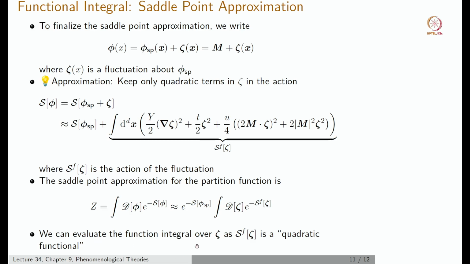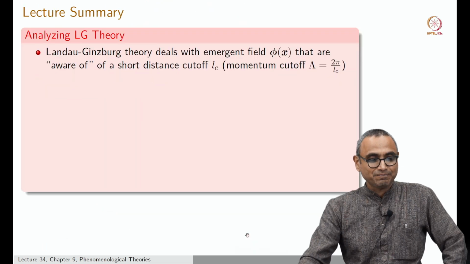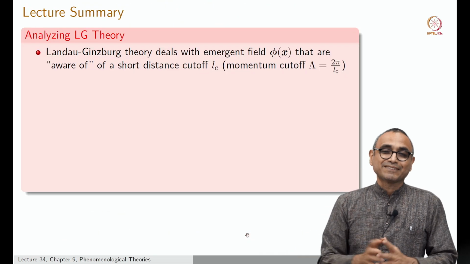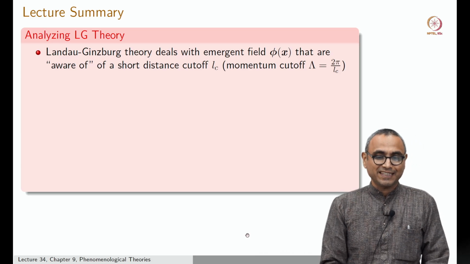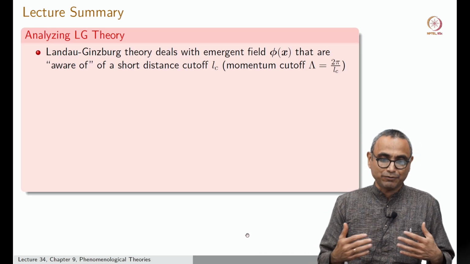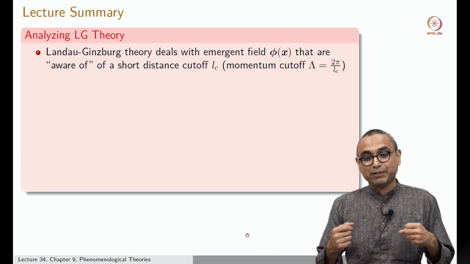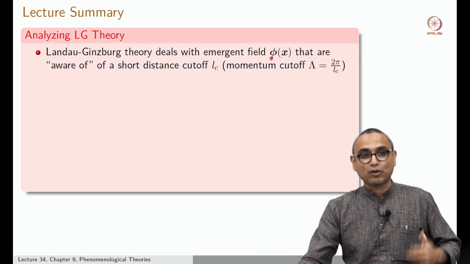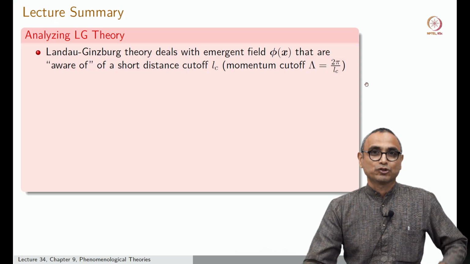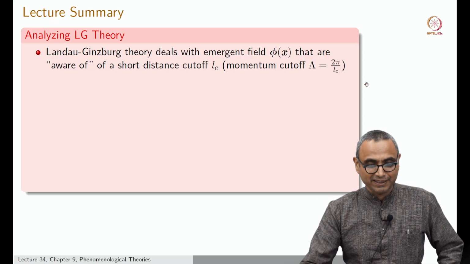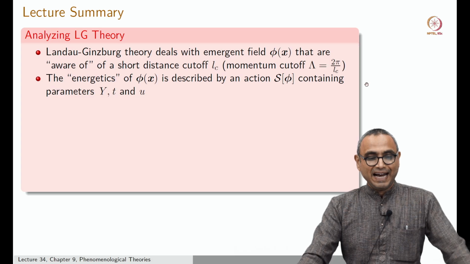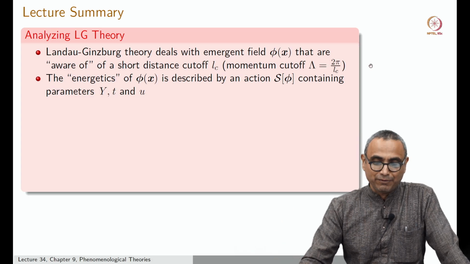Okay. So this is the saddle point approximation, and it's a good time to summarize this lecture now. What we are doing is analyzing the Ginzburg-Landau theory in this lecture. We found a way to parameterize the fields using Fourier components in such a way that my field phi of x is aware of the short distance cutoff. That introduced a momentum cutoff in momentum space, and the energetics of phi was described by a functional containing 3 parameters. This is our simplest Ginzburg-Landau theory.